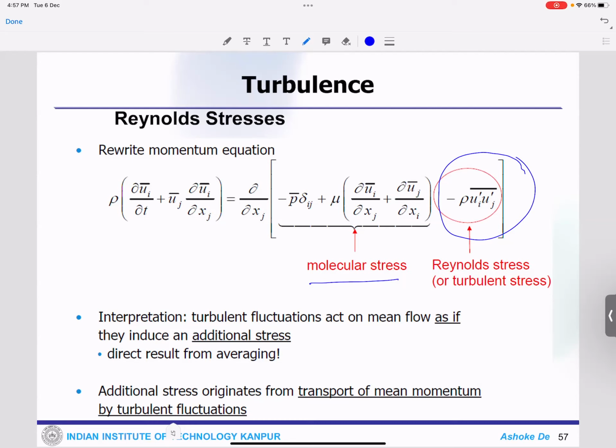Whenever the flow is chaotic in nature, these fluctuations are there along with the mean flow, and one can think that this induces an extra additional stress on the fluid particle. Where does that originate from? It originates from the transport of the mean momentum by the turbulent fluctuation.